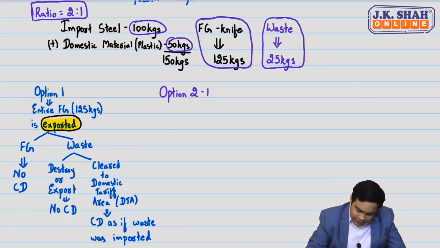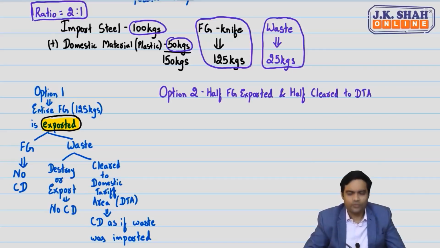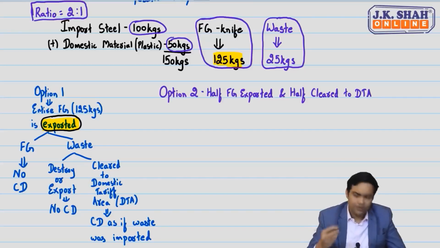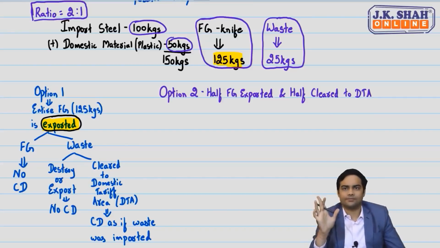Here, say suppose I write half finished goods exported and half cleared to DTA. So out of 125 kgs, 50% cleared for export, 50% cleared for DTA. Let's take it up.